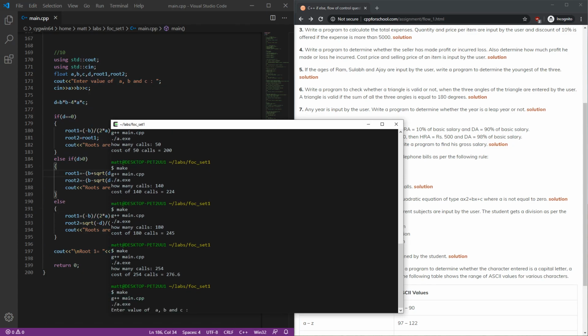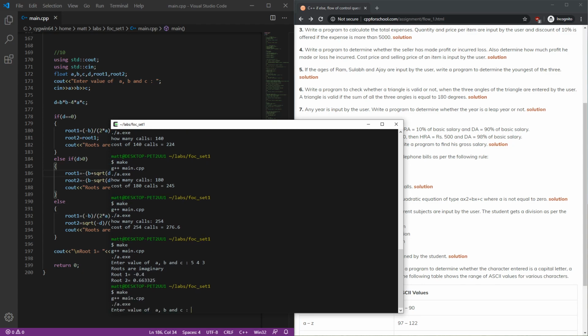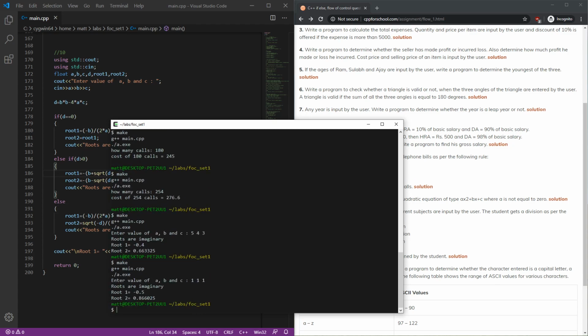So, enter value of a, b, and c. I don't know, 5, 4, and 3. And there we go. Roots are imaginary. Root 1 is that. Root 2 is that. Very good. If we run it again, we can give it some different stuff. We can give it all 1s and see what happens. There we go.